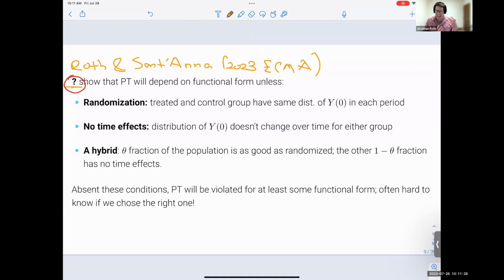And so even if we think there aren't that many time varying factors changing across these groups, it's a little bit hard to say: do we think selection by stability means constant level differences versus constant percentage differences versus something in between? It's often a little bit hard to choose.